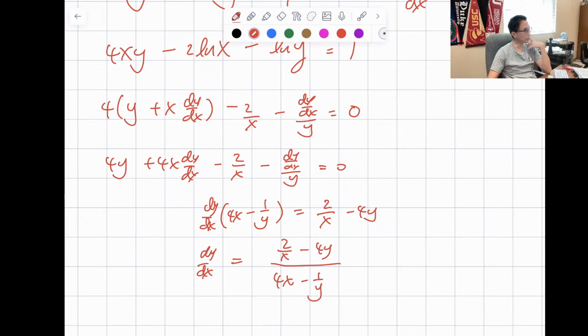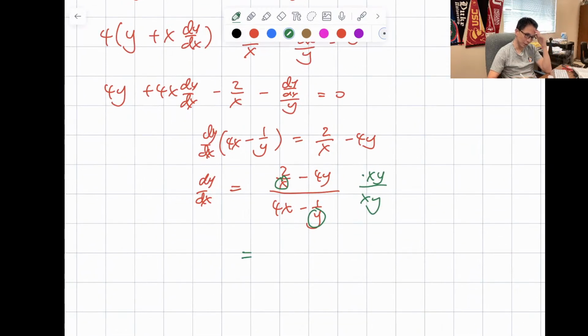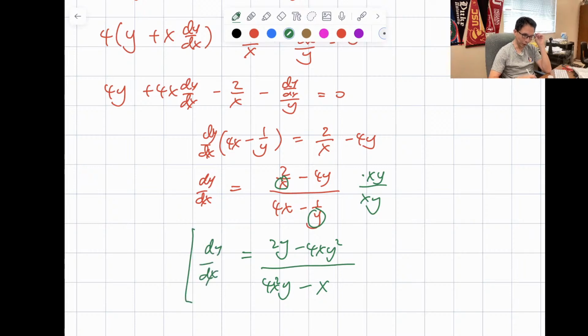Now the quick way to do this question is to multiply top and bottom by xy. You look at this, the common denominator between x and y, so you can multiply xy top and bottom. That'll be a quicker way to simplify that complex fraction. So the x gets cancelled out, giving 2y minus 4xy squared over 4x squared y minus x. That's a quicker way to do it. Is that okay?